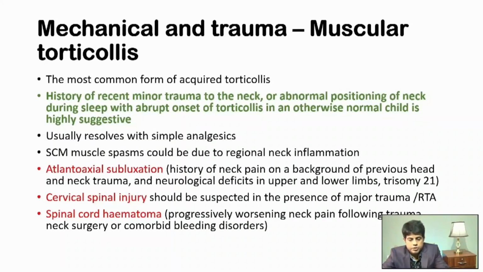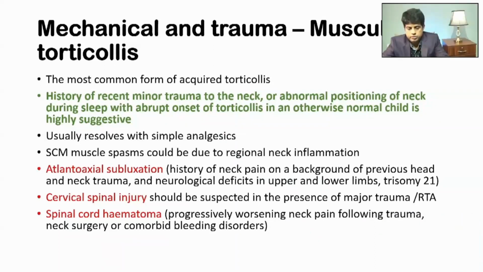And they usually give a history of neck pain on a background of previous head and neck trauma. And if it's severe and if the nerve roots are compressed, they can present with neurological deficits in upper and lower limbs. And cervical spine injury we need to suspect in the presence of a major trauma history or a road traffic accident. And sometimes the same injuries can result in formation of hematoma, resulting in a spinal cord hematoma, and that can present the child with muscular torticollis.